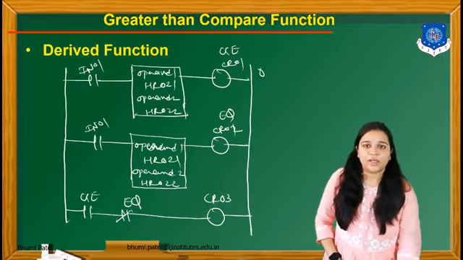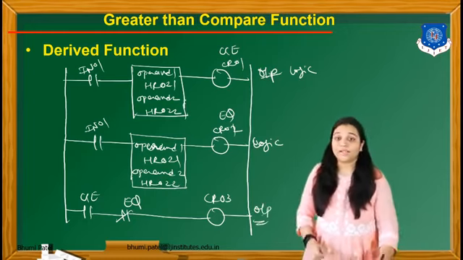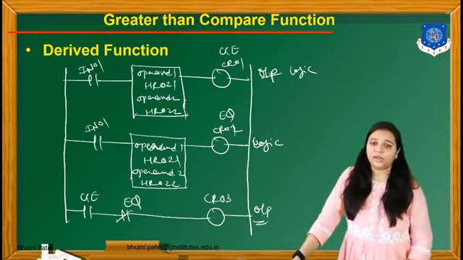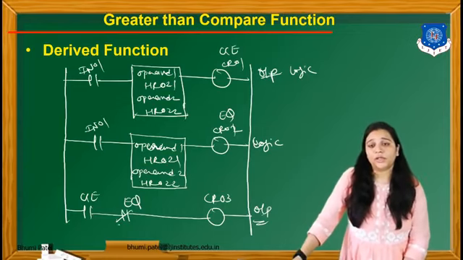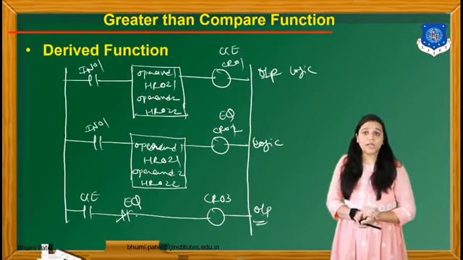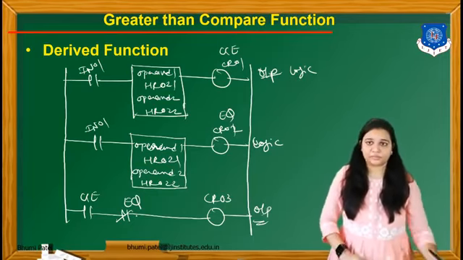So this is my output. This is the logic behind that, and this is my actual output. If both numbers are greater than or equal to, but we cannot define the equal number, at that time we have to put the equal to as a normally closed contact. So this is the derived function of the greater than compare function.